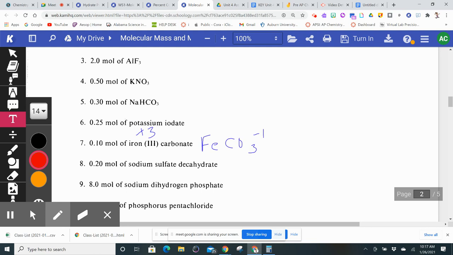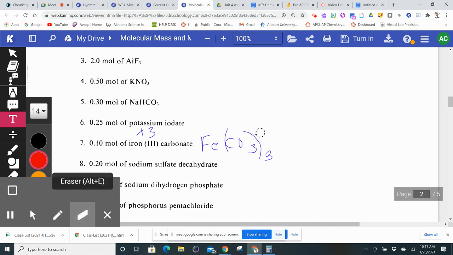Drop and swap. I only use drop and swap with metals. Covalent compounds, you don't drop and swap. Just metals. So if I drop and swap, that means I'm going to have 1 iron and 3 carbonates. That's my formula. I put the parentheses around the carbonate to show I have 3 of those whole things.